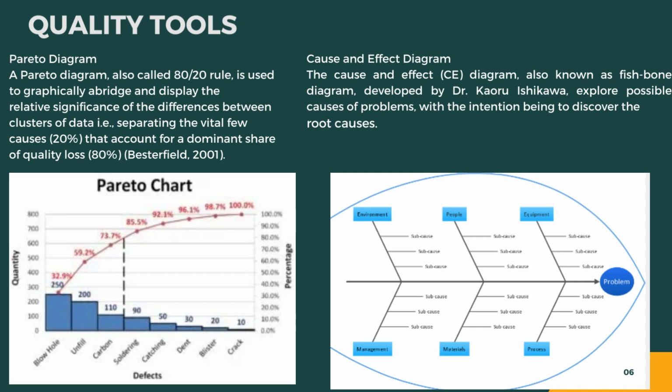And this is how the cause and effect diagram looks like, normally called the fishbone, because it does look like a fish. The cause and effect diagram, also known as fishbone diagram, developed by Dr. Kaoru Ishikawa, explores possible causes of problems with the intention being to discover the root causes and then analyzing the effect of the cause in order to bring out a solution.